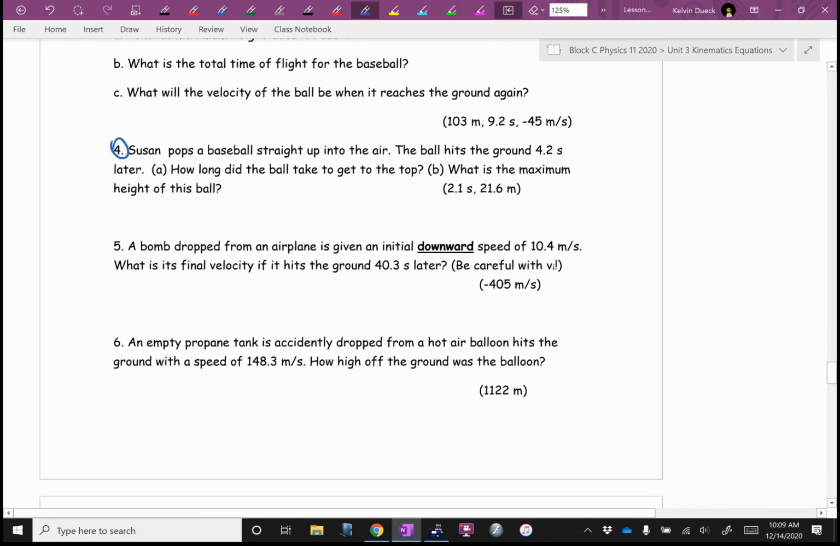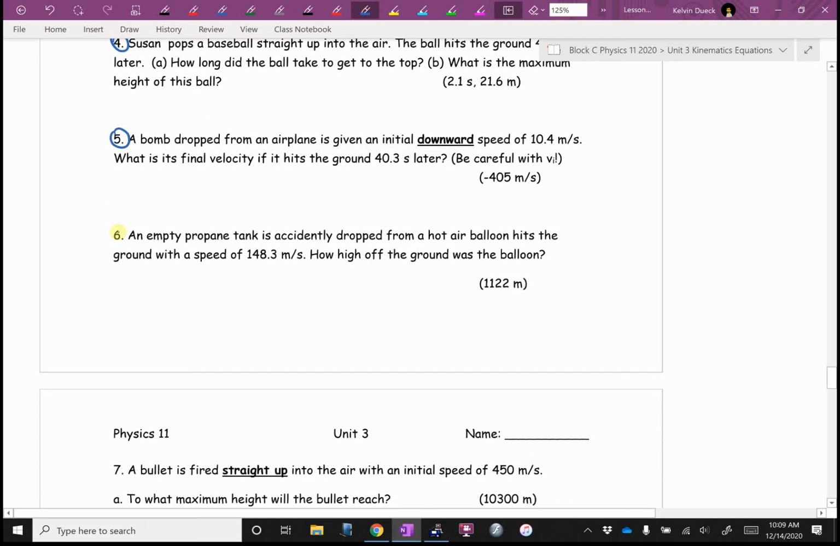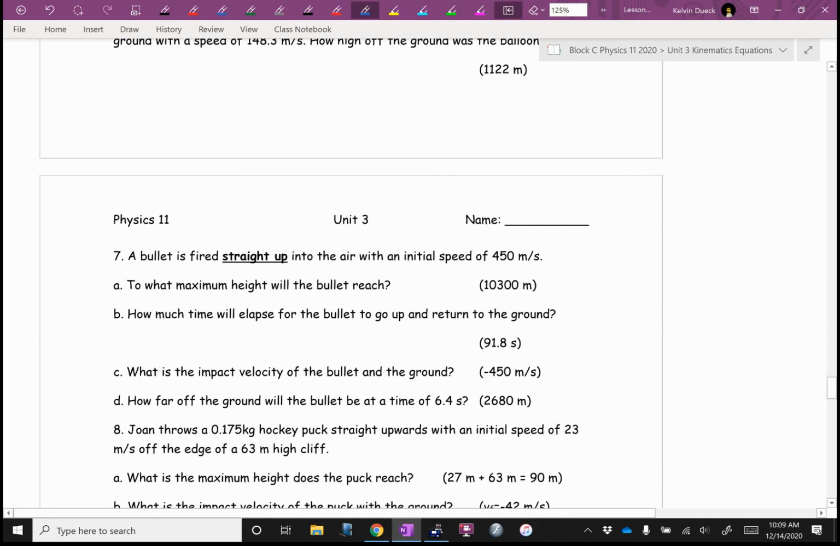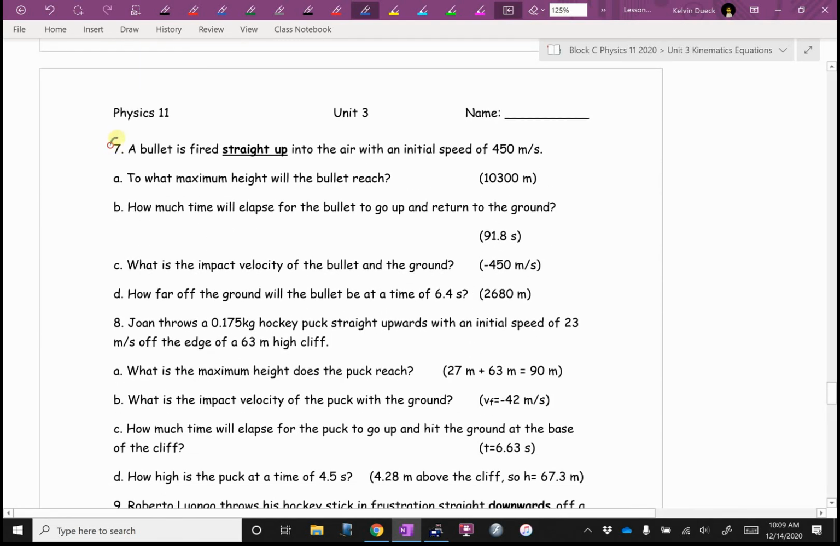4. 5 is good. 6 is good. Before you turn the page, number 6 is asking you to find how high. I think you'll get a negative answer on your calculator because height is technically a scalar. I just gave the positive version. I don't care if on a test you give me the displacement or the height. Either's fine. 7 is good.